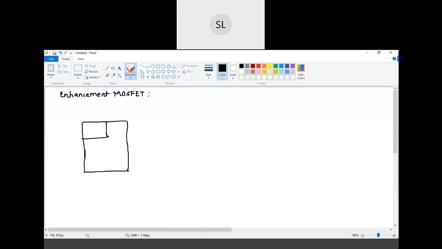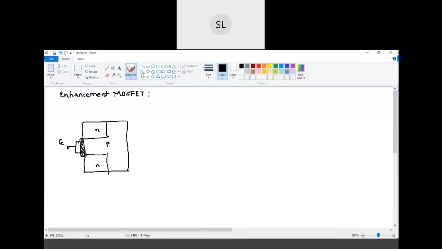In an enhancement type of MOSFET, as we already know, there is no physical channel available for current to flow from drain to source. Here we need to induce that channel first, and then the MOSFET will be turned on. So this is an n-channel enhancement type of MOSFET.